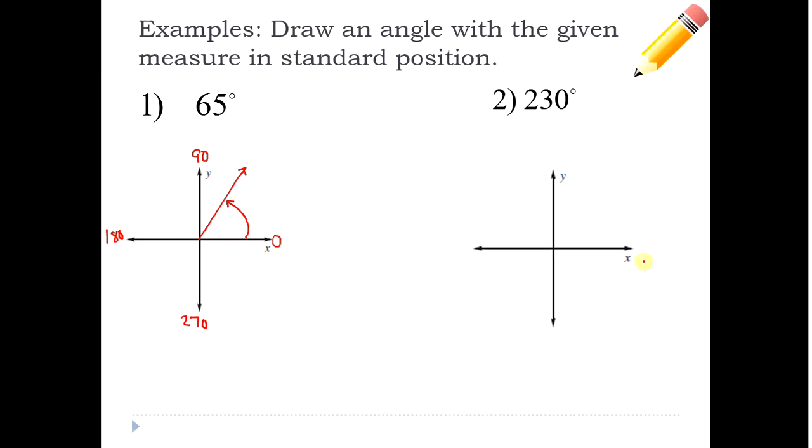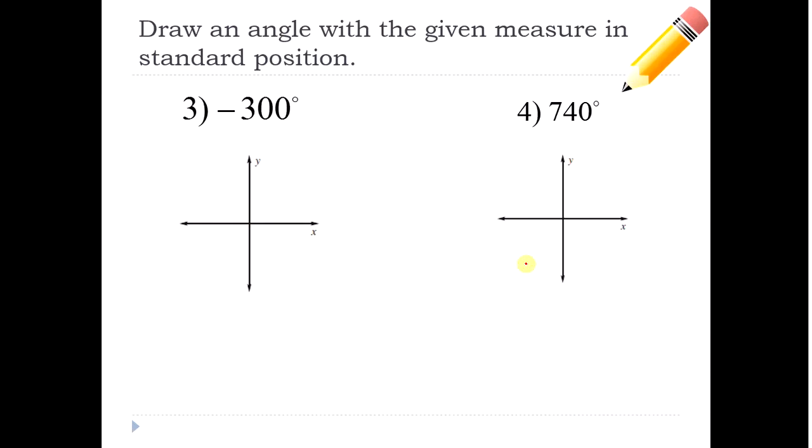230. Now, same thing. I have a 0, I have 90, I have 180, and I have 270. I know that 230 is between 180 and 270. Halfway between those two would be 225 roughly. So I know I'm going to be close to being half. So I am going to be right about there. But now I need to show that I swept from there. So I'm going to put in a line there, go all the way around, and put an arrow saying that's where I'm ending up. So I started at 0, swung all the way to 230 degrees.